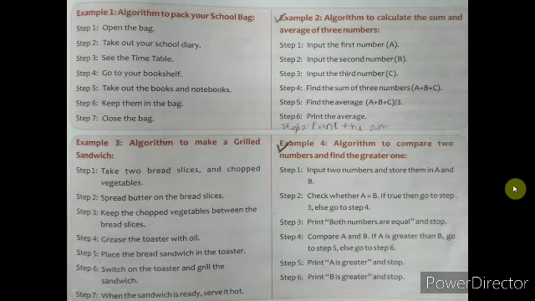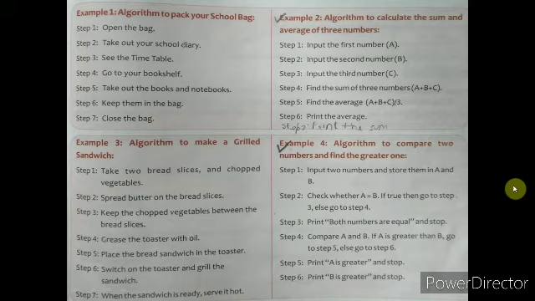So print the sum. In this way, step number 6 and 7 give the output depending on the previous steps. That is, step number 1, 2 and 3 will give the input. Number 4 will add 3 numbers. Number 5 will find the average of 3 numbers. And then finally, number 6 will print the average. Number 7 will print the sum.